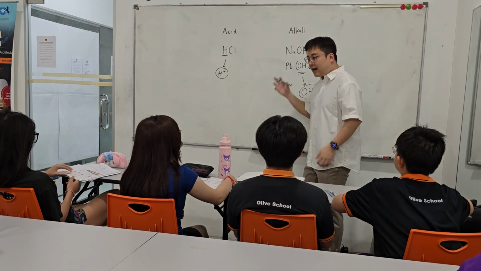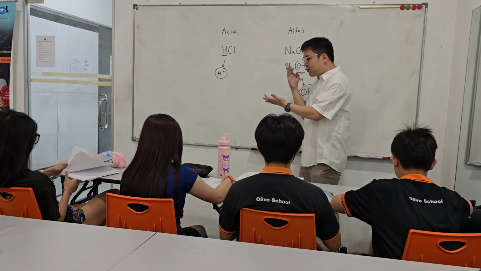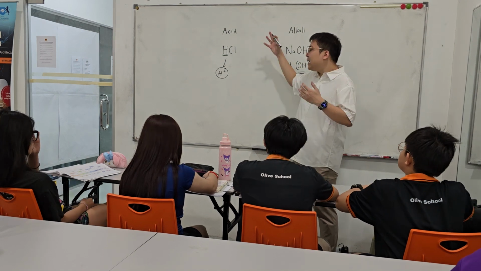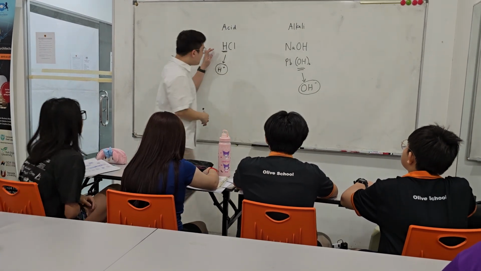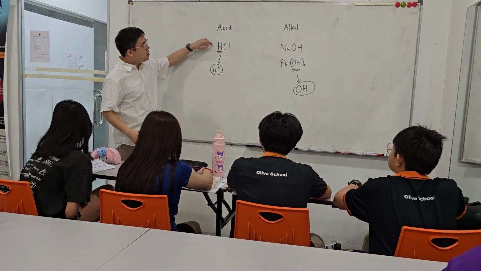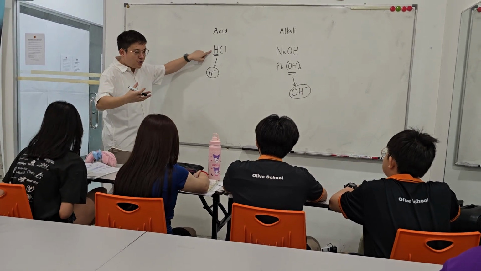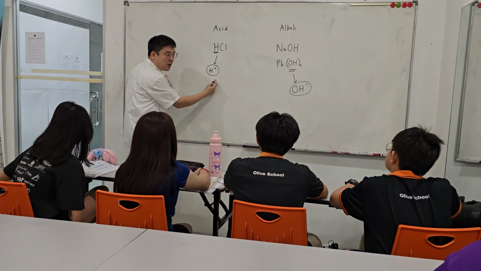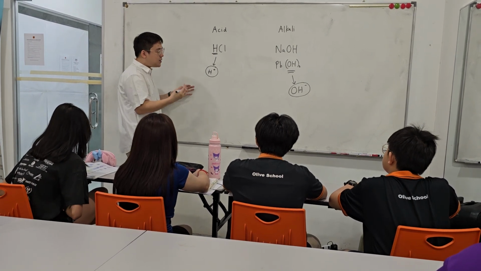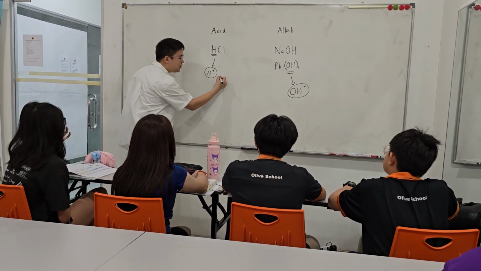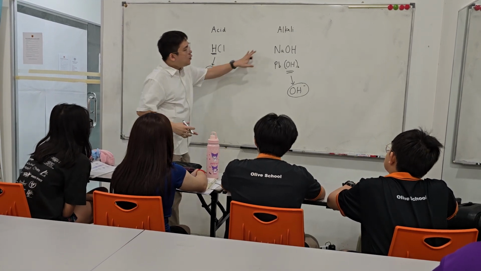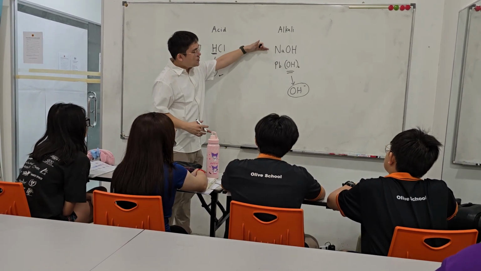So now let's look at the chemistry term. So what does chemistry say that an acid must have? Okay, so in chemistry, we only say something is an acid if it has a hydrogen. And in the ion form, hydrogen is H+. Okay, so anything is only considered an acid if they can produce this H+. Clear? Yeah.